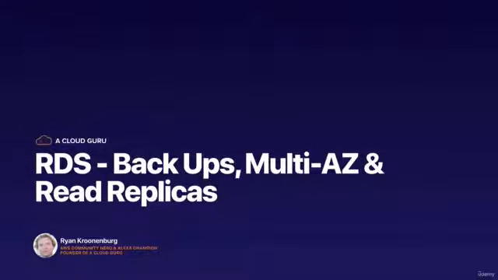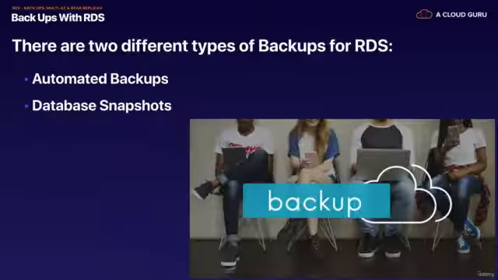In this lecture, we're going to look at backups, multi-AZ, and read replicas with RDS. So this is going to be a theoretical lecture, and in the next lecture, we're going to go into a lab, and we're going to look at how we can set up multi-AZ, read replicas, and backups. So let's start with backups, and there's two different types of backups for RDS. We have our automated backups, and then we have our database snapshots.